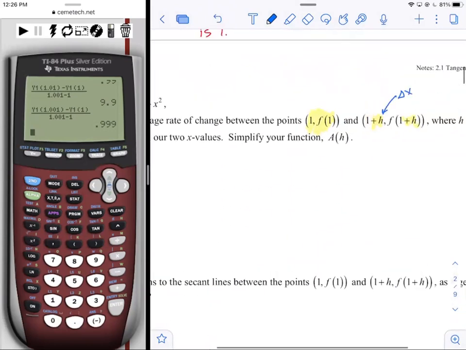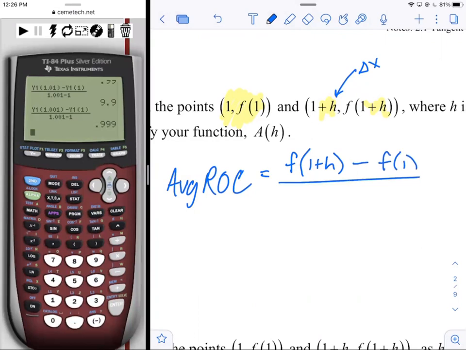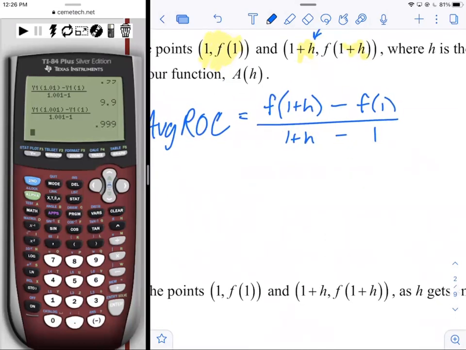Let's go ahead and find the average rate of change. We're going to set it up algebraically here. The average rate of change, average ROC, or m, or slope of secant line, whatever you want, it's going to be f of 1 plus h minus f of 1 all over 1 plus h minus 1. That's your difference quotient. See that? Now, notice what happens in the bottom. What's 1 minus 1? It's 0. So we're really just left with f of 1 plus h minus f of 1 all over h.